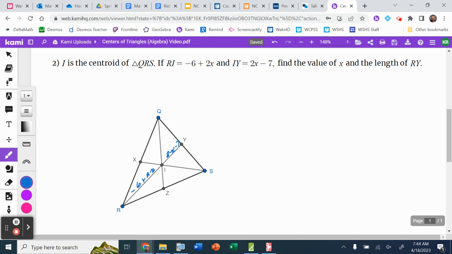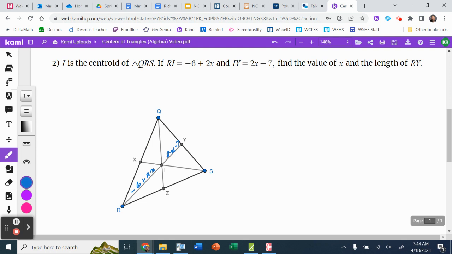So as I was saying, because I is the centroid, we know that any of these line segments, the medians, if you will, that form our point of concurrency, the top half or the longer piece is twice the length of the shorter piece. Or you can think of it as it's 2/3 of the overall median and 1/3 of the overall median.